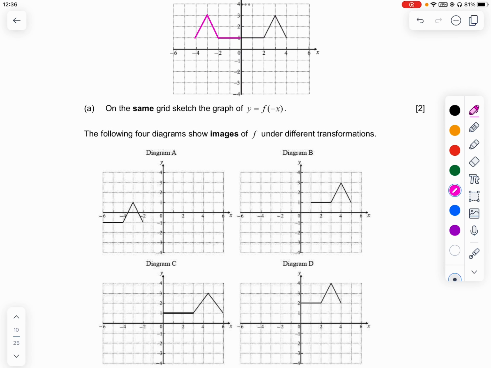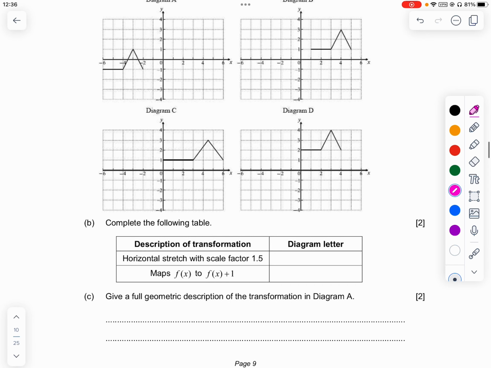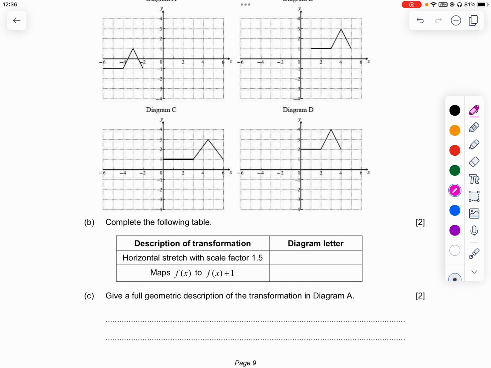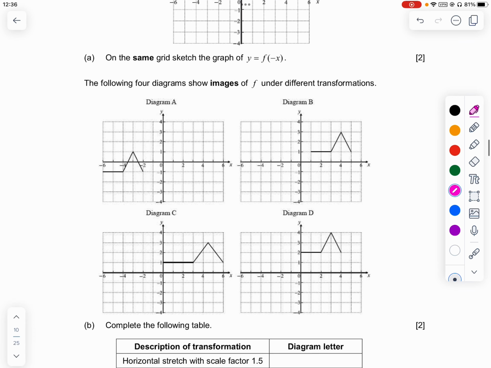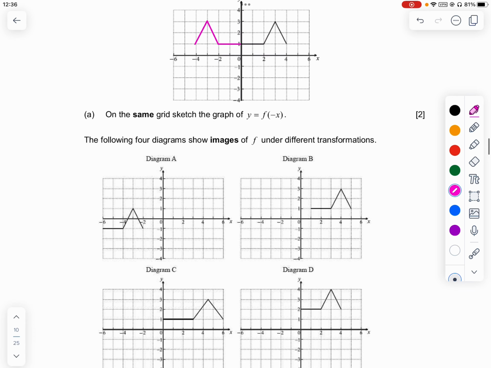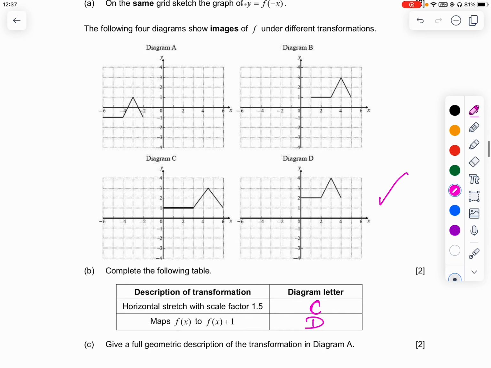The following four diagrams show the images of f under different transformations. Then complete the table. 1. Horizontal stretch with a scale factor 1.5. So all the x values are becoming 1.5 times of that one. So it's going to be alphabet C. Moves 1 unit up. Which is moving 1 unit up? D. So alphabet D.